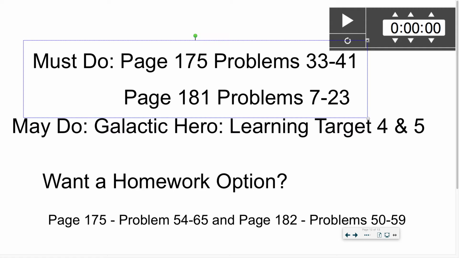For those of you who are doing the must-do in the textbook, page 175, the addition and subtraction, and page 181, multiplying and dividing by a negative. Start with page 175. If you're finding these too easy, you can skip that and go to page 181. When you multiply or divide is when you may have to start switching the symbol.